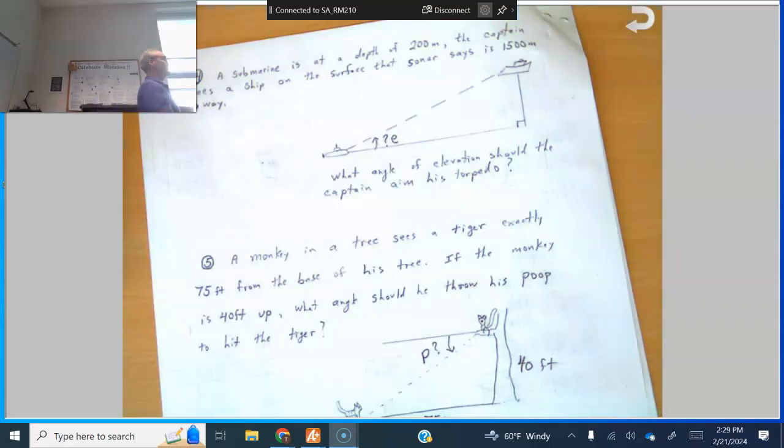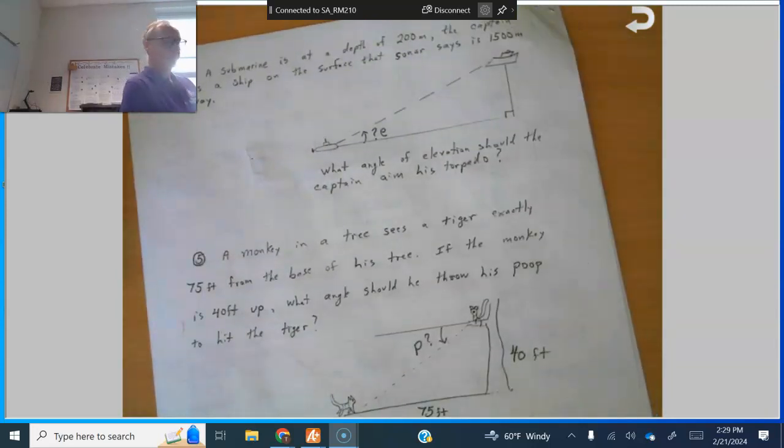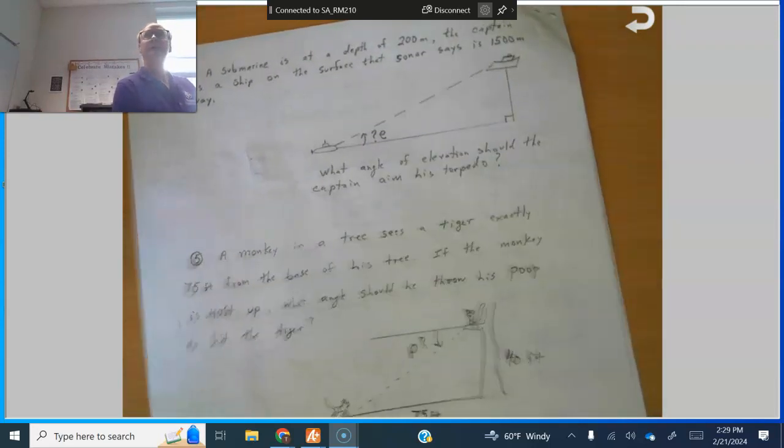This one is finding an angle. This we have not done before. You need to pay attention, guys. We go through the exact same steps we did before. First of all, read the situation.